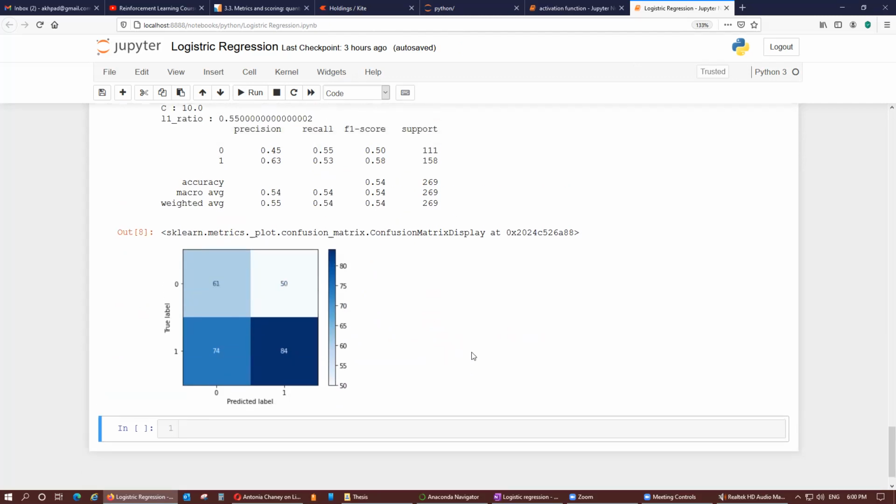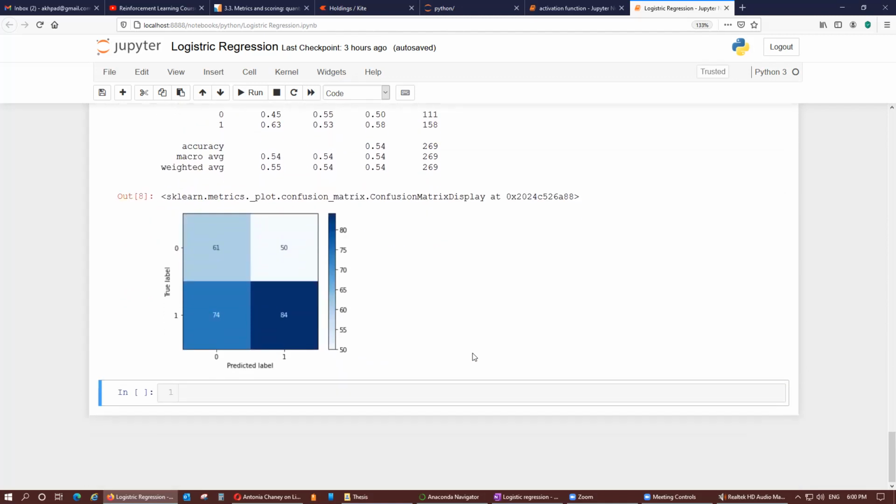In addition to this, you can also plot the precision recall curve and the ROC curve that give you an idea of how the model is performing.